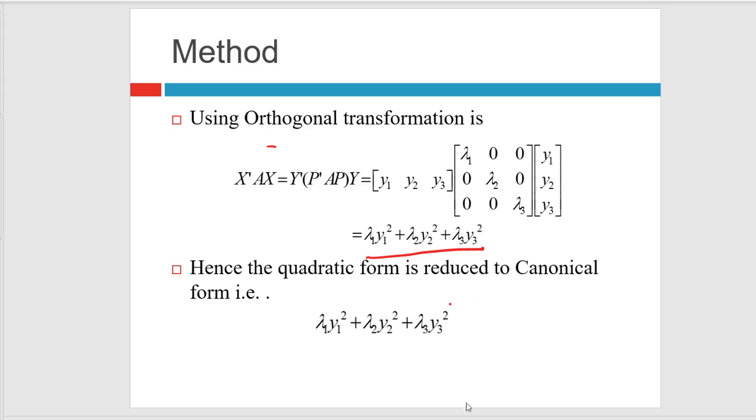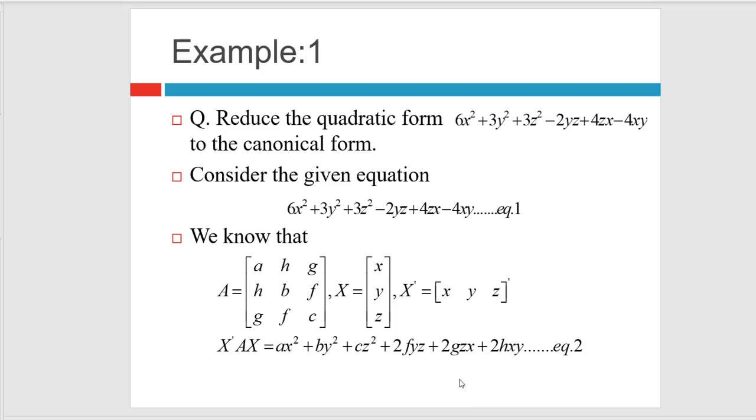We will now discuss one example on this topic. Example: reduce the quadratic form. This equation is given, we consider this as equation 1. Reduce this to canonical form. Now for this we apply the method. Here we compare equation 1 and equation 2, and as the first step we write down the matrix A.